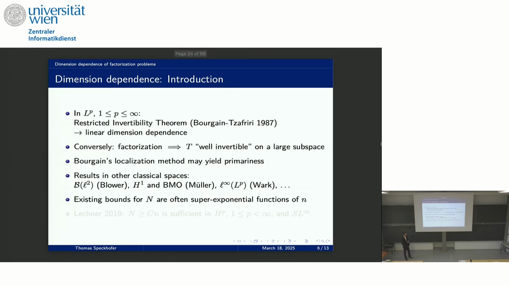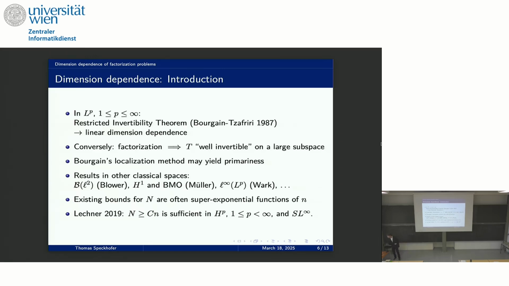However, the existing bounds for capital N in terms of little n are often extremely large. So there might be some tower of nested exponential functions of little n or something like that. This was true, for example, for the dyadic Hardy spaces until Richard Lechner in 2019, who, by the way, was my PhD advisor, proved that an inequality of the form capital N greater than a constant times little n is sufficient for the dyadic Hardy spaces H_p and their counterpart SL infinity for p equals infinity.